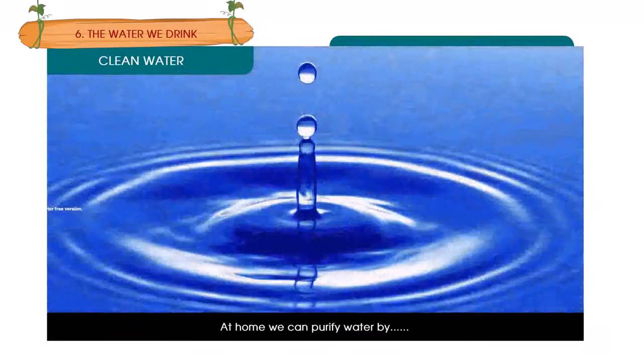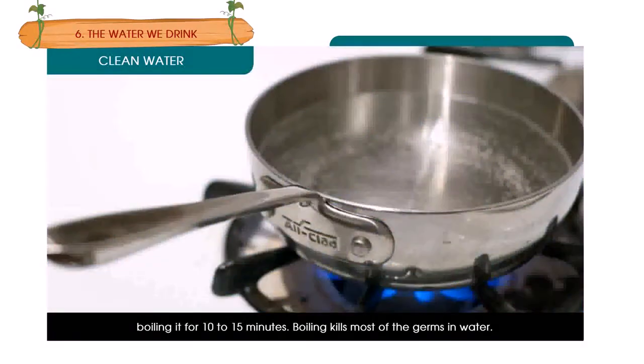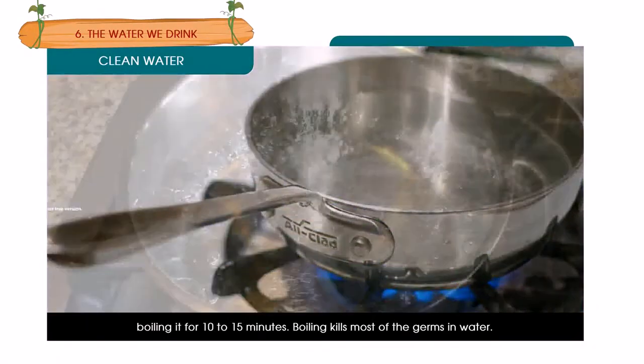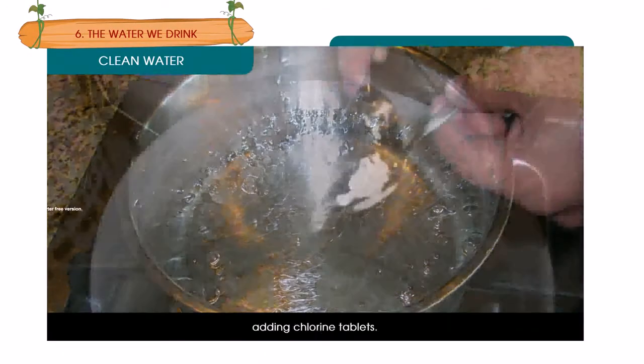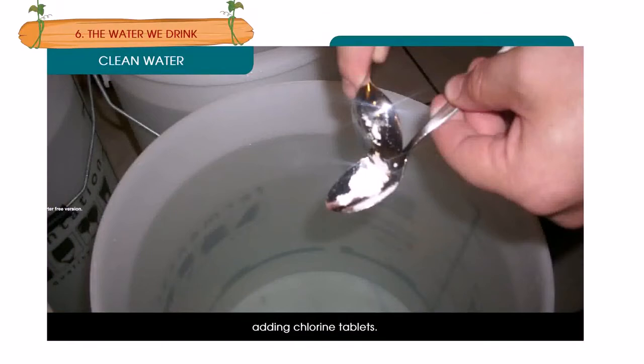At home, we can purify water by boiling it for 10 to 15 minutes. Boiling kills most of the germs in water. Adding chlorine tablets and filtering it also help.